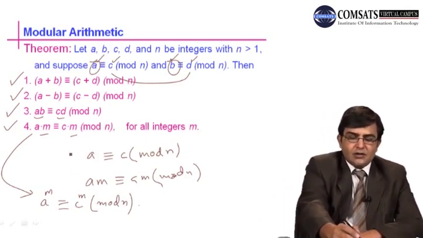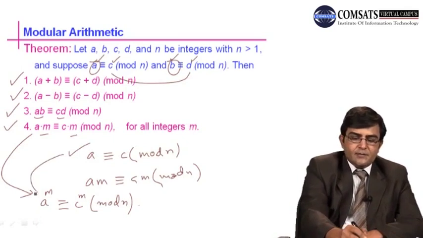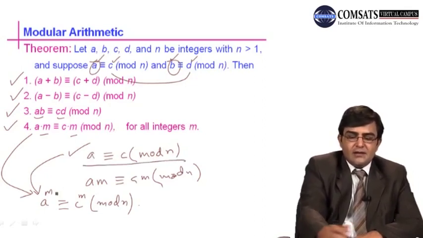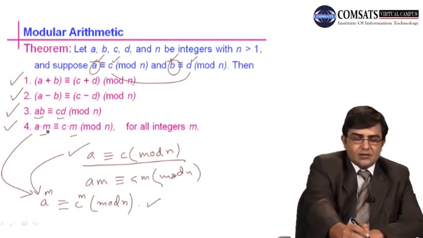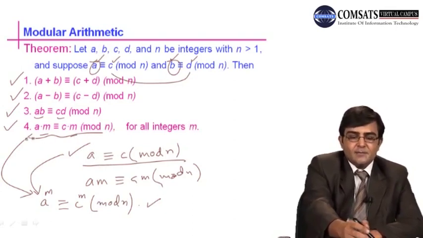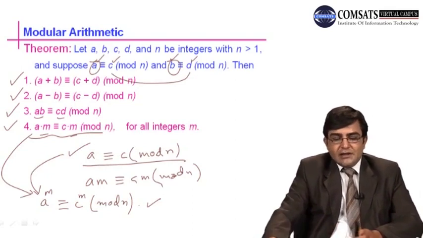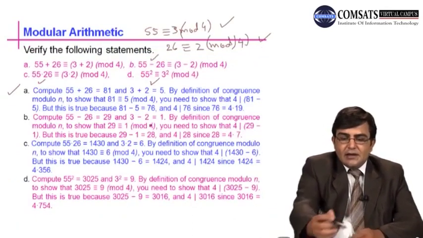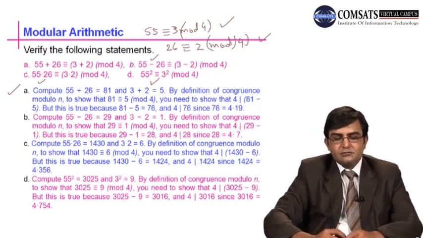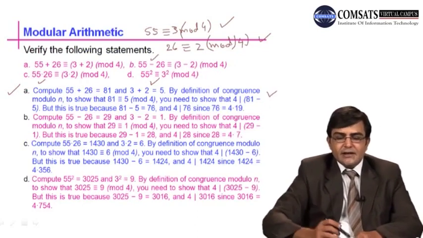If we have a is congruent to c mod n, then we can take any power on both sides. If a is congruent to c mod n, then a power m is congruent to c power m mod n. So this is the actual property which I should define here. So in this, we are going to prove that 55 power 2 and 3 power 2, these two are also congruent.